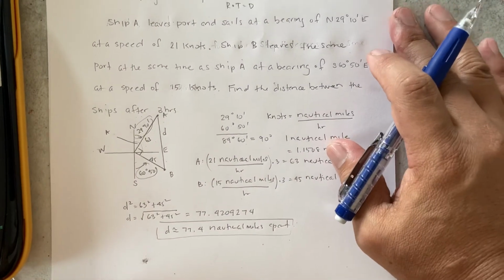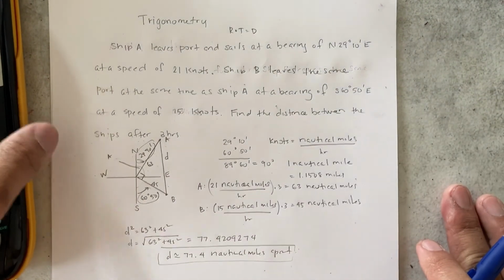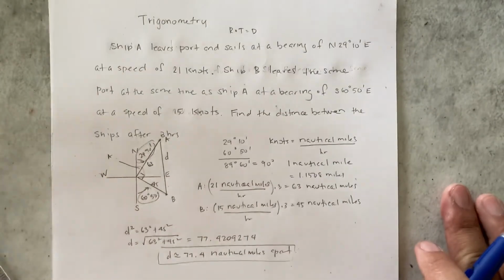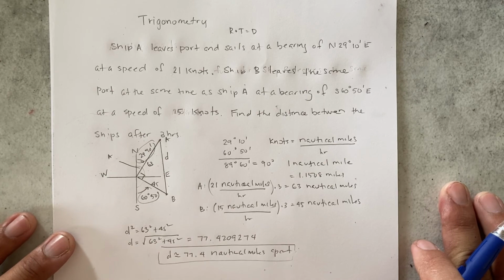Here's your trig problem here. Knots is the term they use for ships. It refers to speed, nautical miles per hour. 1 nautical mile is about 1.1508 miles.